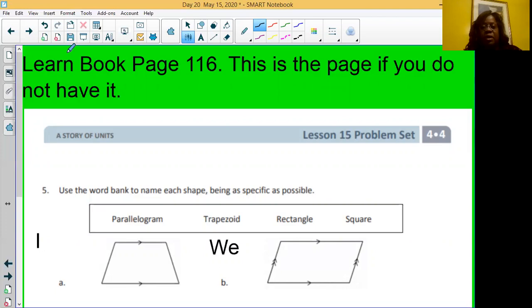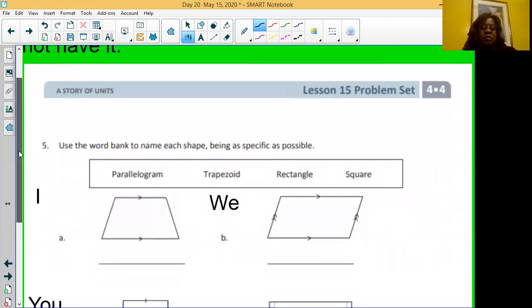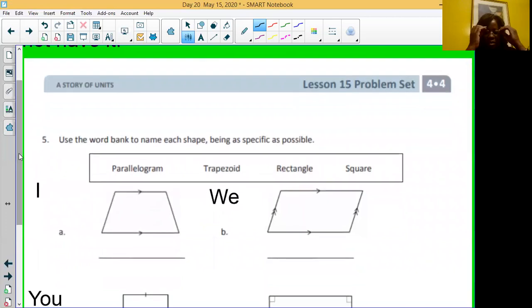All right, so if you don't have it, this is what the page looks like. And this is going to be a very short, sweet lesson today. So basically, we're going to do one I do, one we do, and one you do. And again, I'll tell you about your Kahoots when we get finished. So let's begin with the I do.